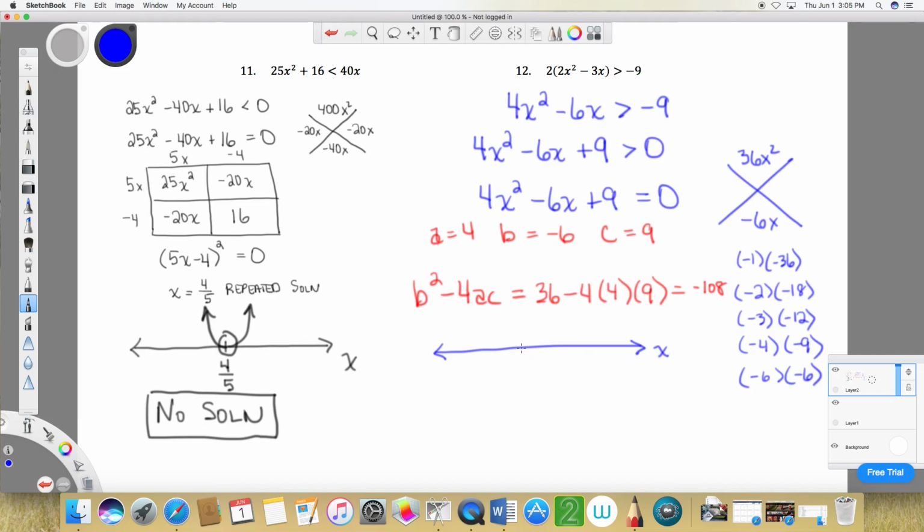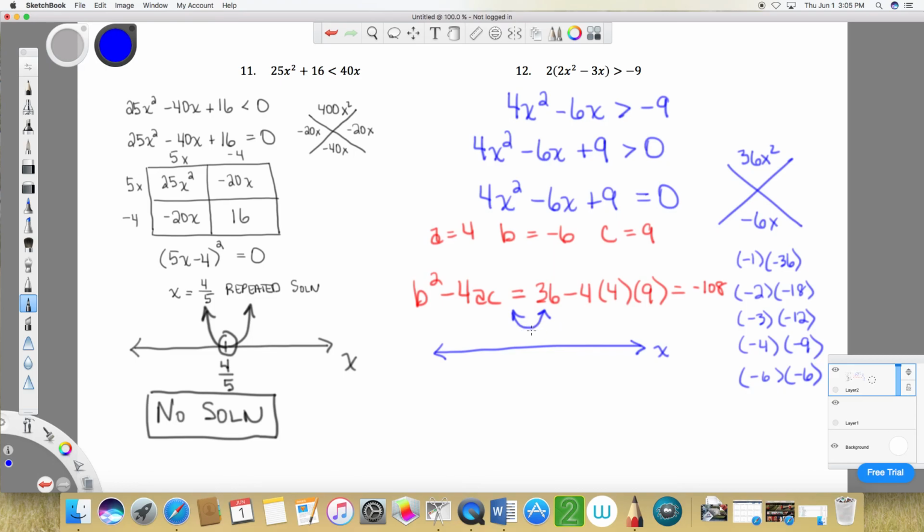Since the parabola doesn't cross this x-axis, it has to either open downward or upward, but the vertex never touches the x-axis. Since 4 is positive, I know that the parabola opens upward and never touches the x-axis. It wanted me to come up with values of x that when we do this arithmetic, the result is positive. Well, positive values are above the x-axis.